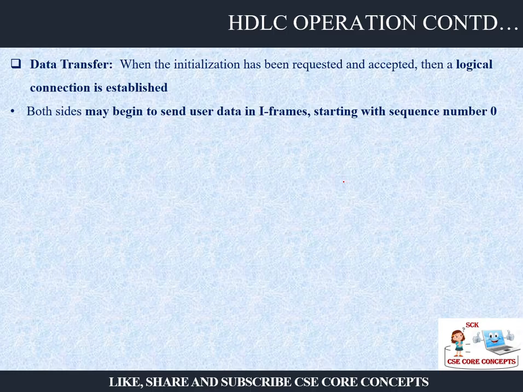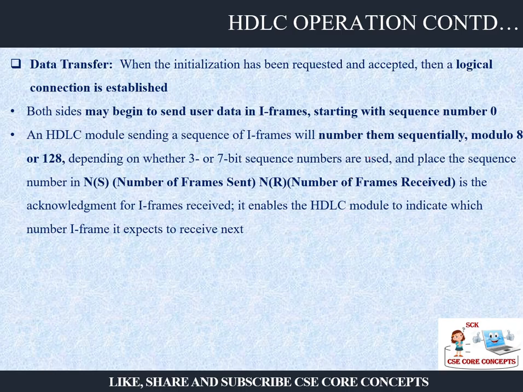Data is what? In the information frame. The information frame always starts from sequence number 0, as we have discussed, and it will send frames, and all frames will have a number modulo 8 or 128, whether it is 3-bit or 7-bit. That is how it is done, placing the sequence number NS in the frames received or sent. Okay, so it will be sending the acknowledgement of the I frames received.